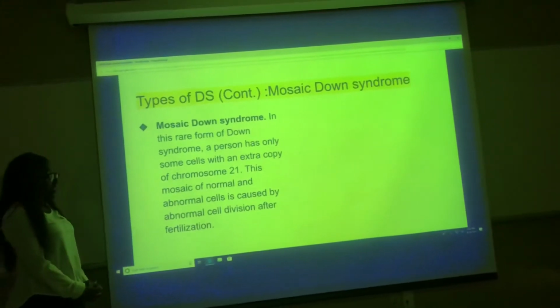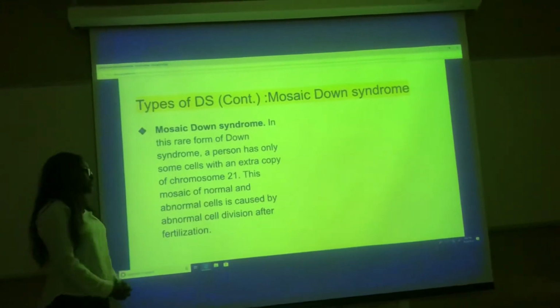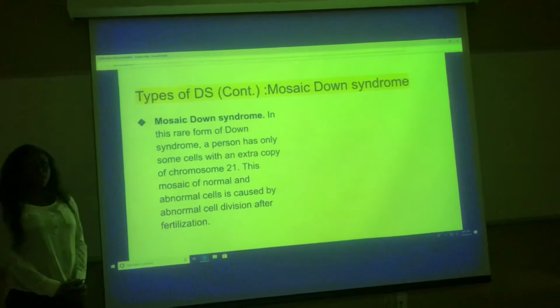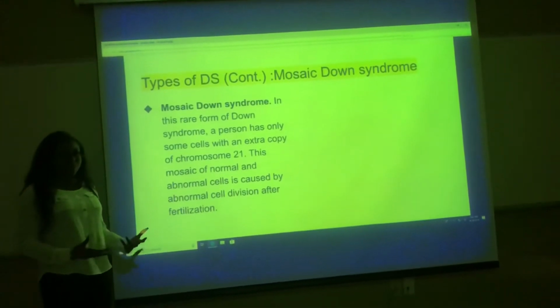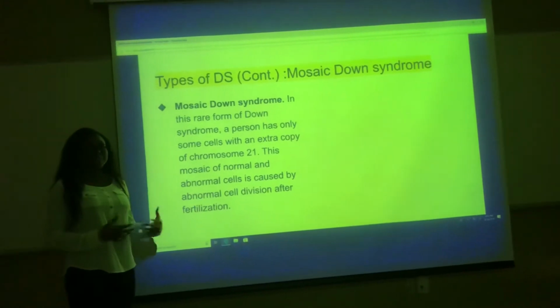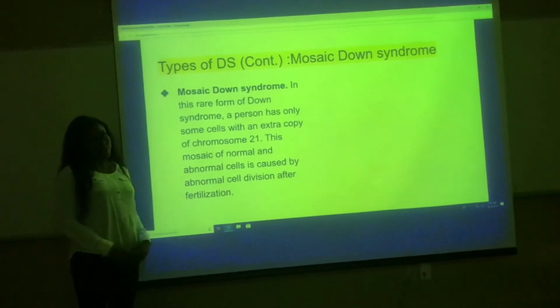Mosaic Down syndrome is a rare type of Down syndrome, even though it does have an extra 21 chromosome. The main cause of it is abnormal cell division after fertilization.